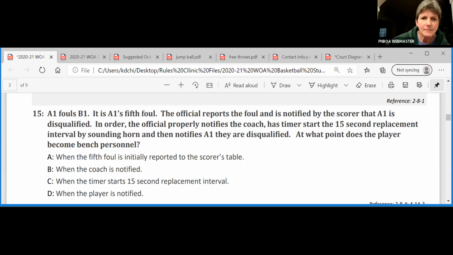He's got to basically find a spot on the bench, sit down and coach from there. He can't go up and down like he was walking up and down the sideline before. Okay, so the answer is B, when the coach is notified.